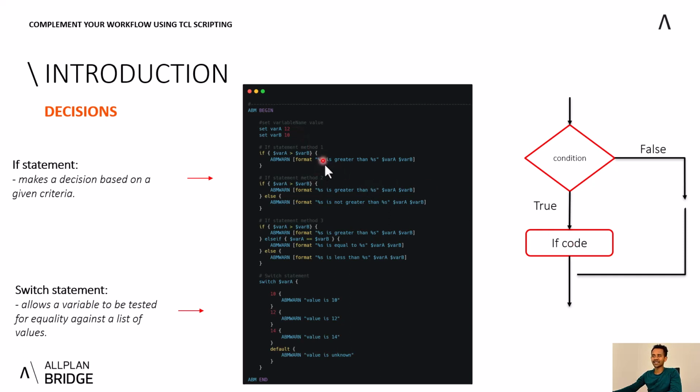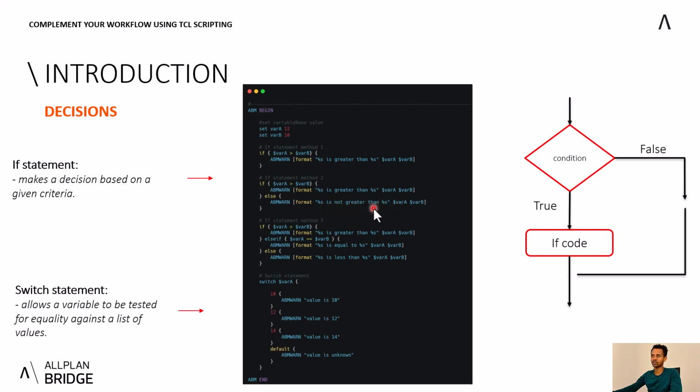We can also have a second method which has an else statement. We have an if that checks, and if not, it gives you different logging in this case. Here we're checking if var a is greater than var b. If so, show that var a is greater than var b, or the value 12 is greater than 10. If it's not true, just show that 12 is not greater than 10. So the value of var a is not greater than the value of var b.